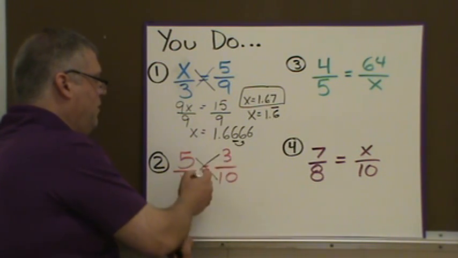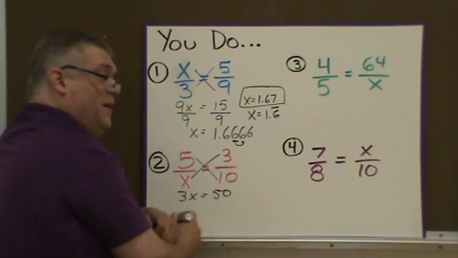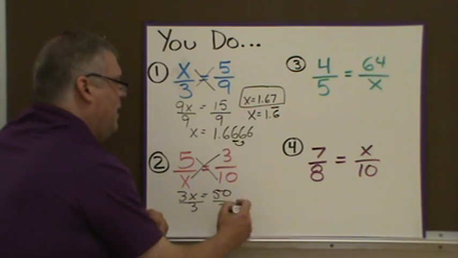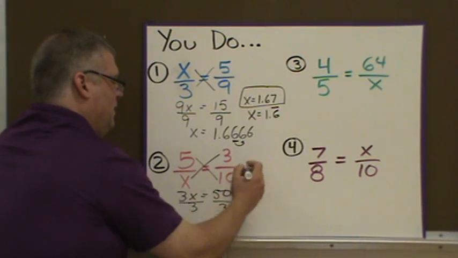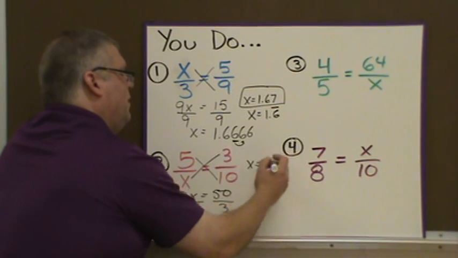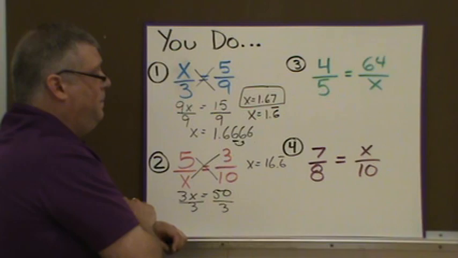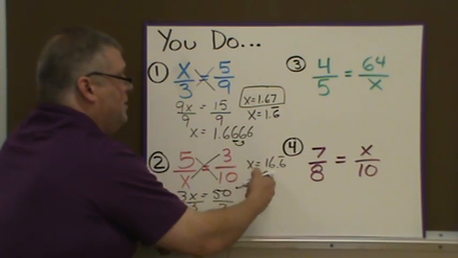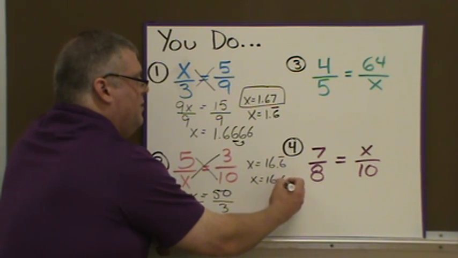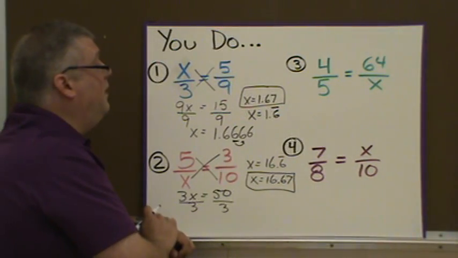Here, this number 2, I cross multiply, I get 3x is equal to 50. Divide by 3, and I'm going to get x is equal to 16.6 repeating. Again, you can do that 50 divided by 3 in your calculator, that's what you're going to get. So again, you can leave it as the 0.6 repeating, or I like to show 2 decimal places, so I do 16.67. And in order to box or circle your final answer.